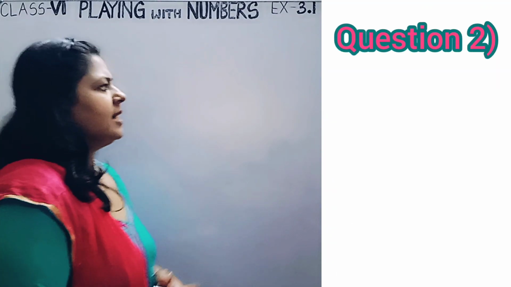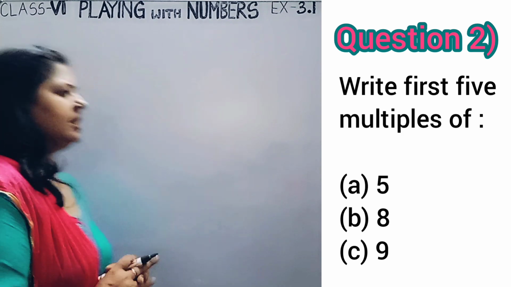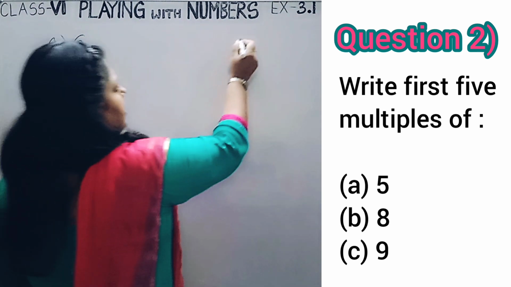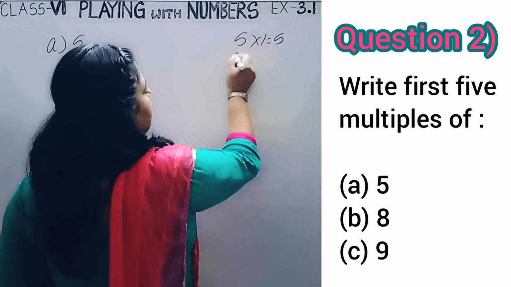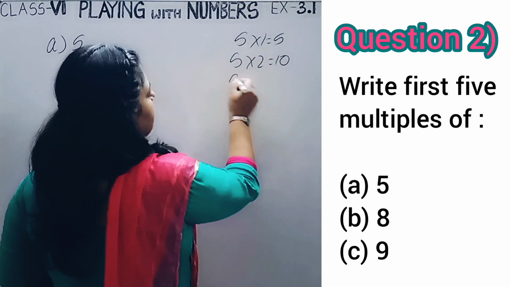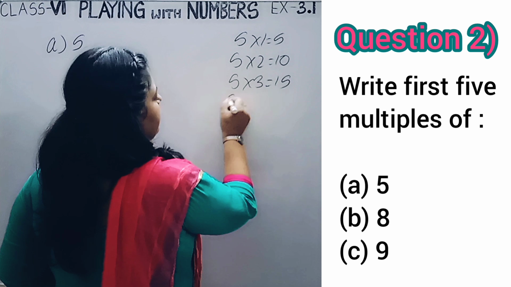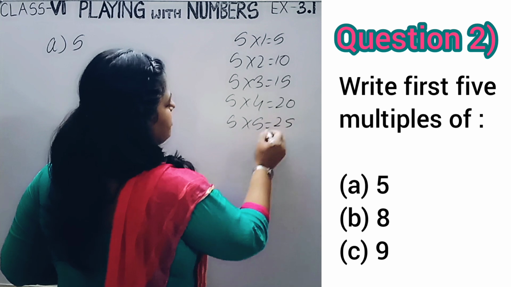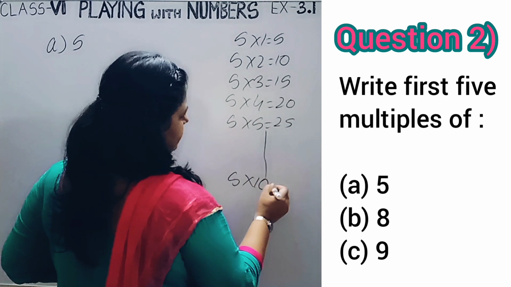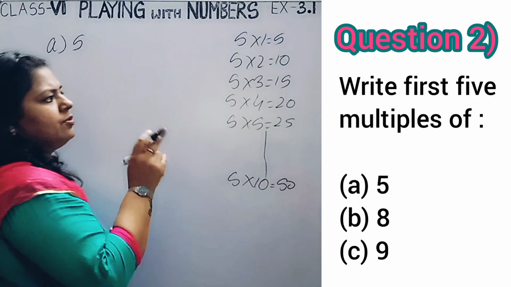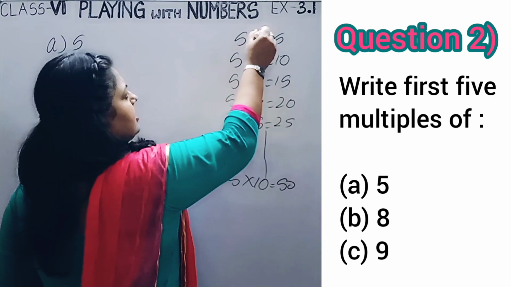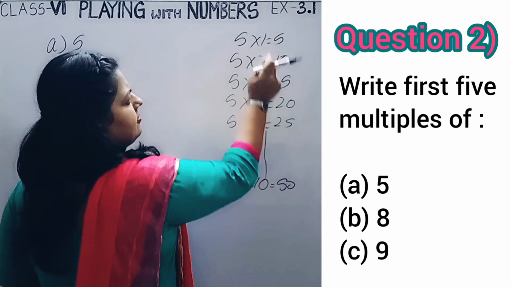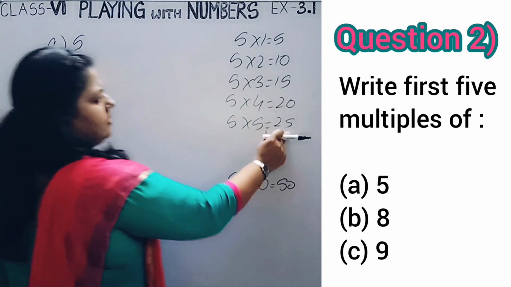Question number 2. Write first 5 multiples of the following numbers. Here A part is 5. Now we will write down table of 5 first. Here 5 ones are 5. Now 5 twos are 10, 5 threes are 15, 5 fours are 20, and 5 fives are 25. And so on. 5 tens are 50. So here in question we have to find out only first 5 multiples. First, second, third, fourth, fifth. It means first 5 multiples of 5 are 5, 10, 15, 20 and 25.